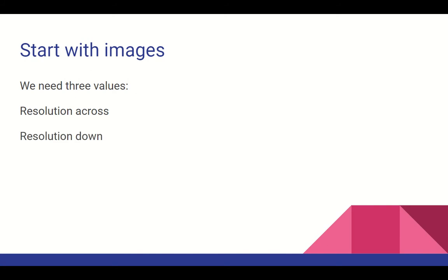So far, so good. How big is the image? Look at the screens around you. They're all 1920 by 1080, so 1080p. So we know the resolution across, 1920 pixels. We know the resolution up and down, 1080 pixels. It's really simple.